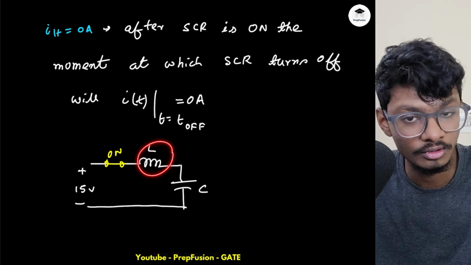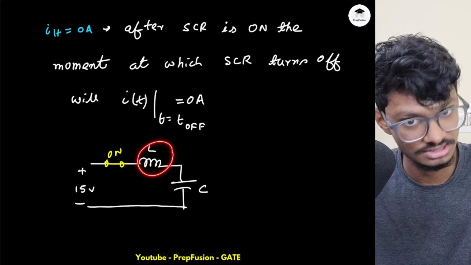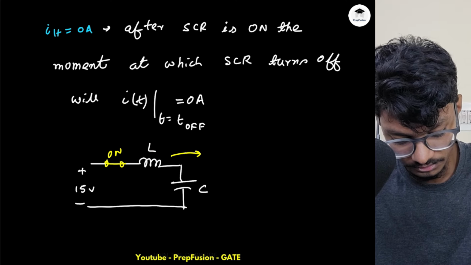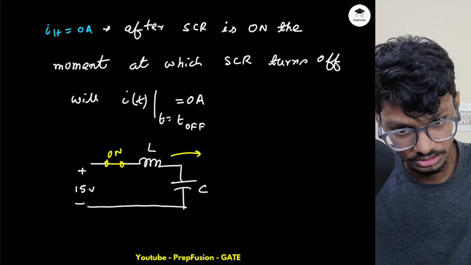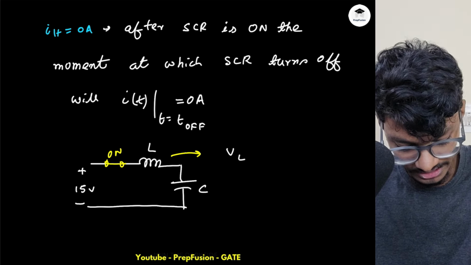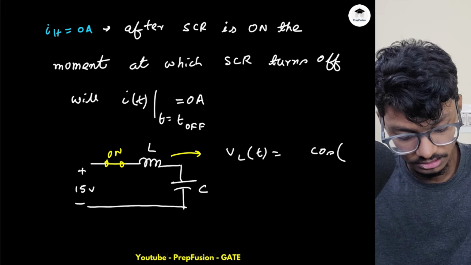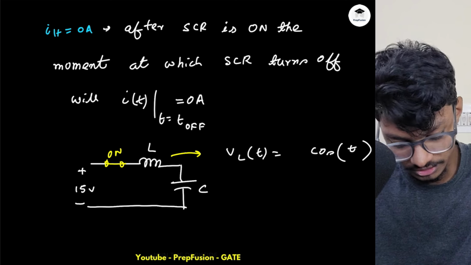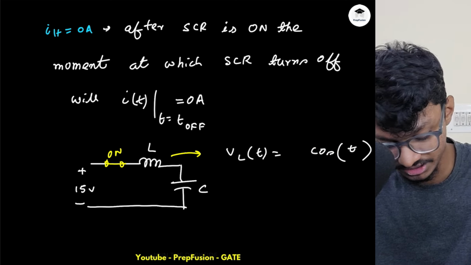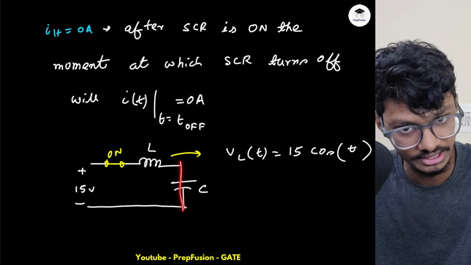But I know the initial voltage across this is some non-zero value, and at t equals 0, sine is 0. So this needs to be a function of cos. What will be the value? The value of VL initial, right? VL of t will be something cos, because cos t at t equals 0 is 1. And what will be the magnitude? It will be just the amplitude of this cos function, which is 15, because the initial voltage across the inductor is 15.